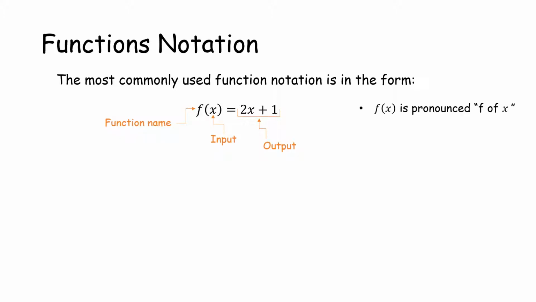Some pieces to note. F of x is pronounced f of x. It's important to get used to saying that correctly because it is not f by x, it is not multiplication, it is something very specific. So do get in the habit of saying f of x. F of 2 then will be f bracket 2, and f of x is another way to say y. So y is what they will all be. We think of it as our x and our y axis, but f is more specific to the name.